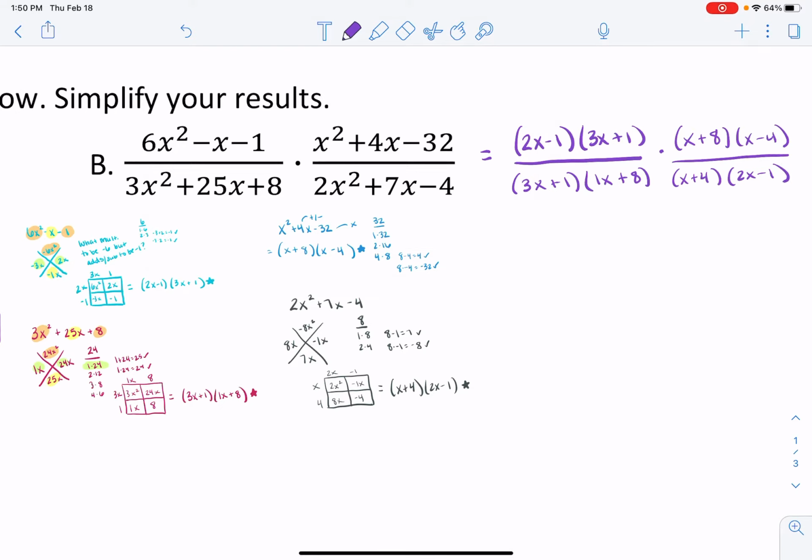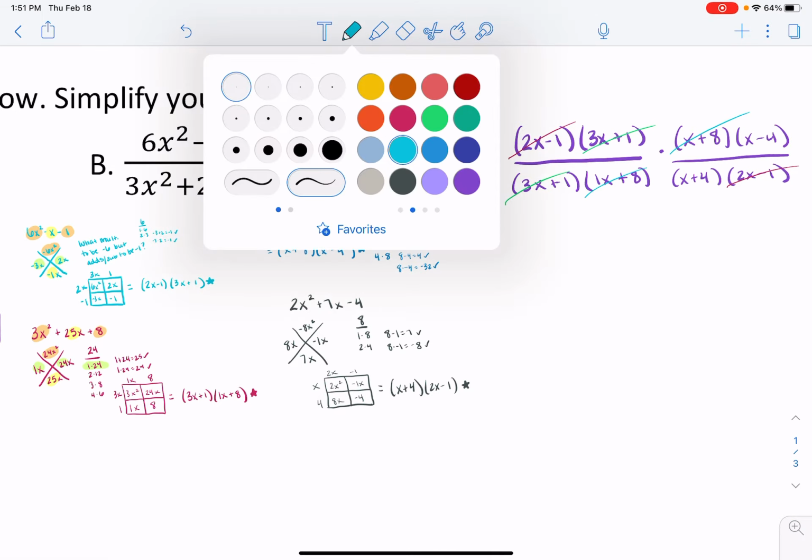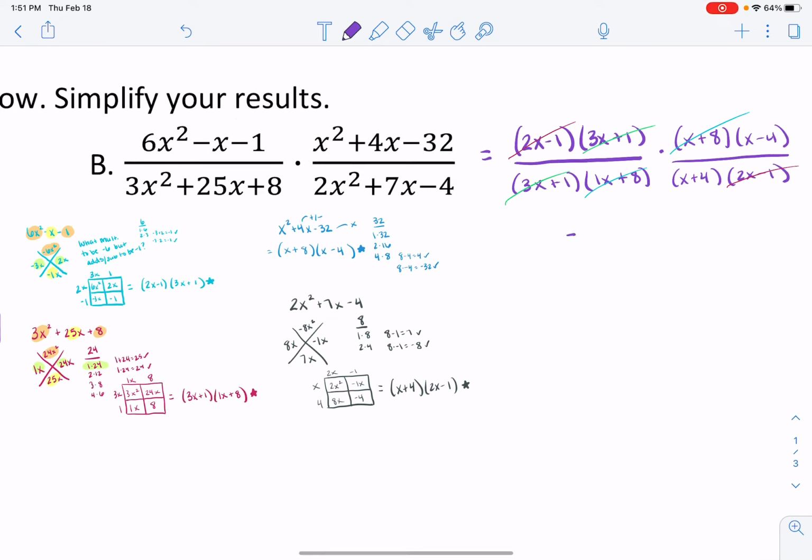So now let's do a little bit of canceling. The 2x minus 1s can be canceled because these are all being multiplied together, right? I could even rewrite them so they looked more connected, but this is fine. We've got 3x plus 1s that can be canceled, and I also see the x plus 8. Okay, so as a final answer, all we're left with is x minus 4 over x plus 4.